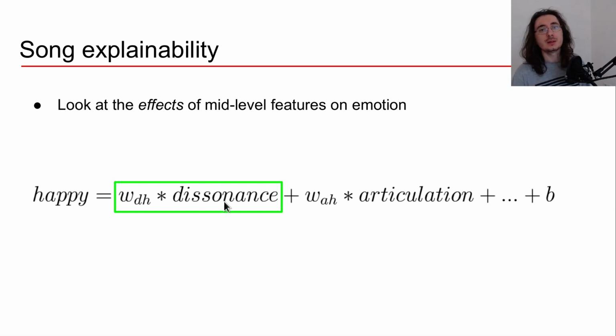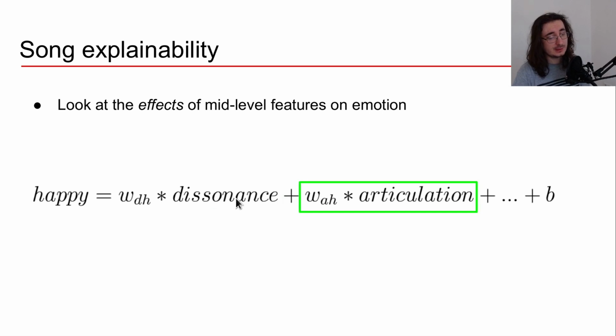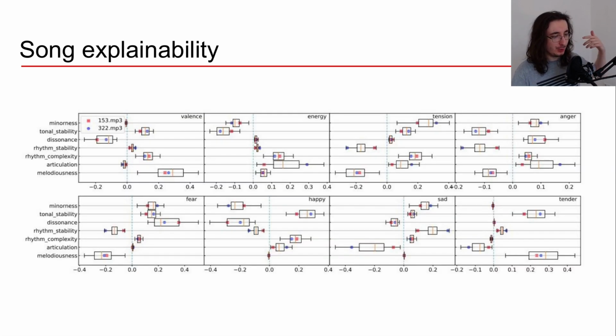But if I'm listening to some folk song, probably dissonance is quite low, right? Okay, so this is, for example, the effect for dissonance. This is the effect for articulation, right? Okay, so now the question is, how do we visualize the effect of different mid-level features on emotion?